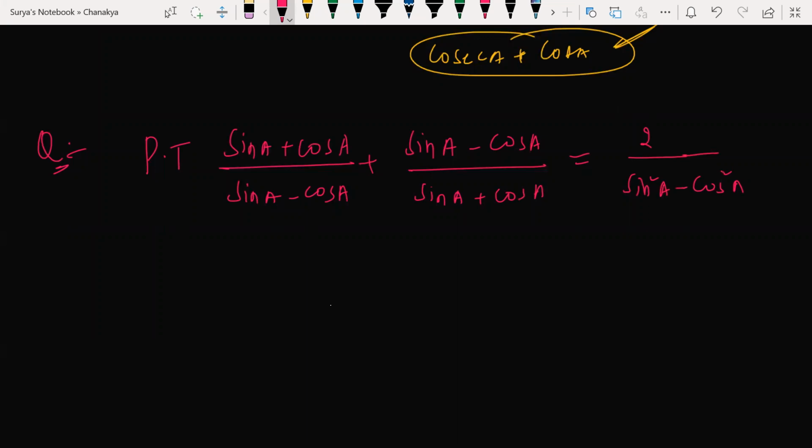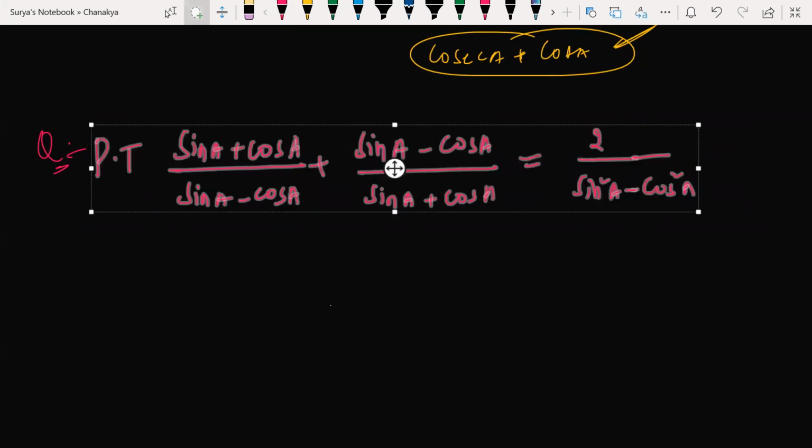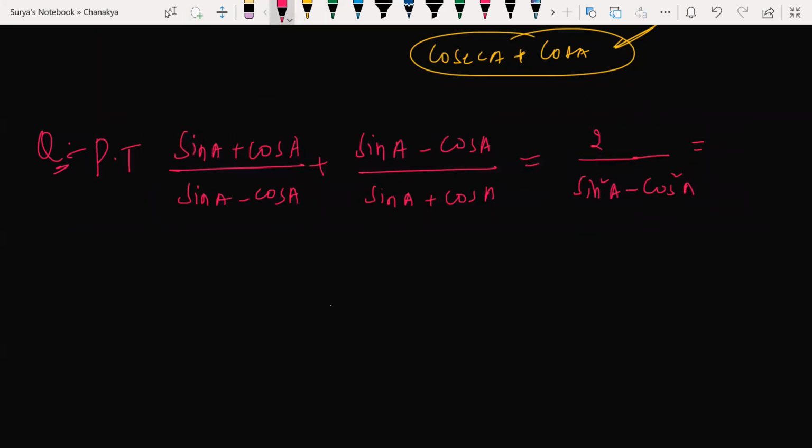Okay. You can prove this like this. This is equal to this, and this is equal to 1 by 2 minus cos square A. This is what you can write. Quick.